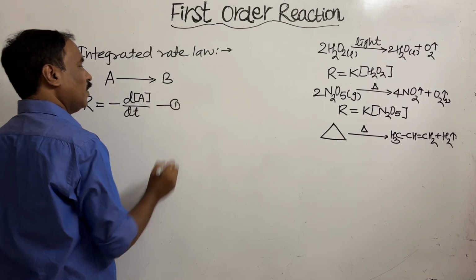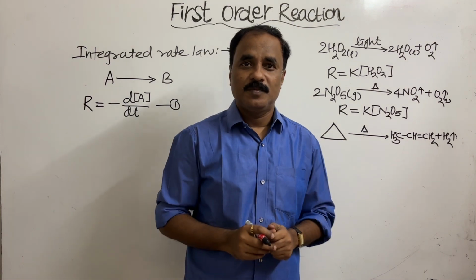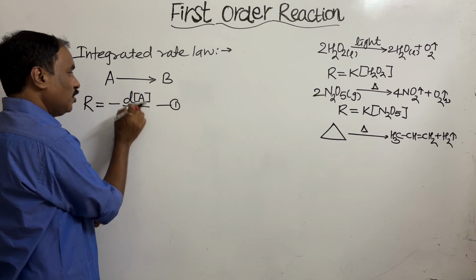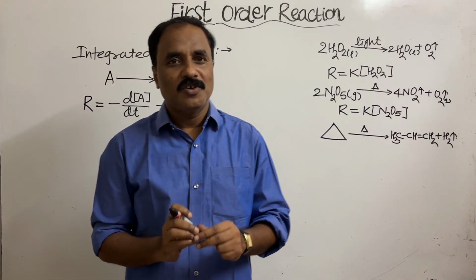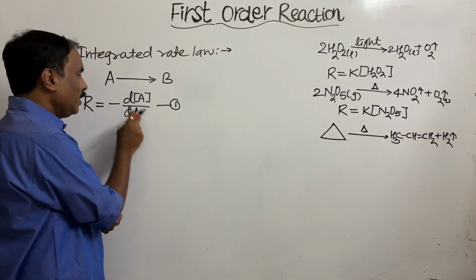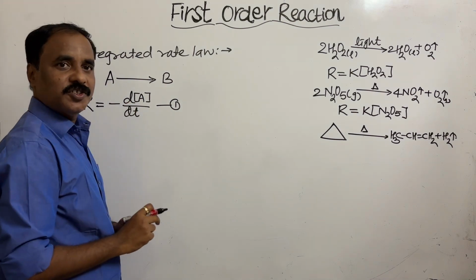This is the rate of reaction, equation number 1. Negative sign indicates decrease in concentration. dA is change in concentration, final minus initial. What is dt? A time interval. Rate of reaction is also known as the velocity of reaction: change in concentration per unit time, decrease in concentration of reactant per unit time.